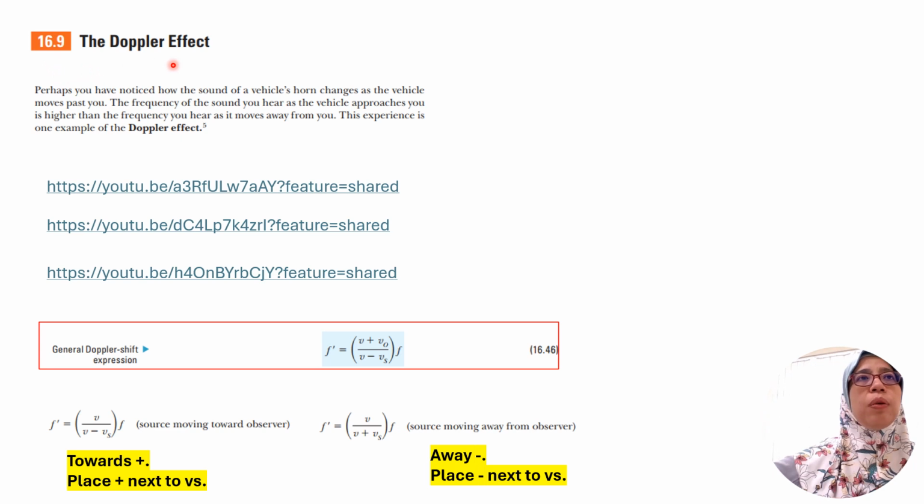Alright, let's have a look at Doppler. What is Doppler? Doppler is a situation where the frequency is different from the original frequency because the object or you are now in motion. Maknanya kalau you bergerak, bunyi tu akan lain. Kalau dia bergerak pun bunyi tu akan lain lah.